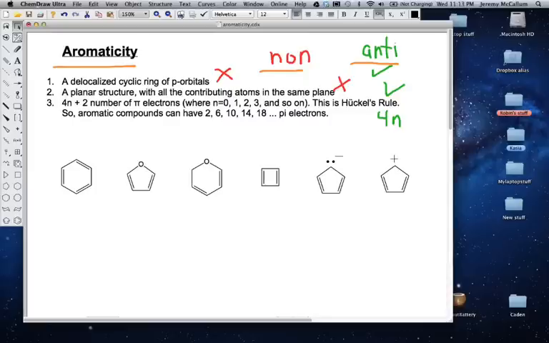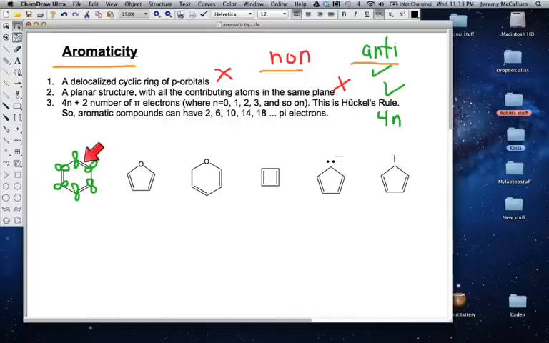First, we'll start with benzene. What I'm going to do is draw in my p orbitals. Obviously we have alternating double bonds, so we draw in our p orbitals. This molecule does have a cyclic ring of p orbitals, as we can see. It is a planar structure, with all the contributing atoms in the same plane. For most of these compounds, we're going to assume that they are planar. And then we just need to count the number of conjugated electrons we have.